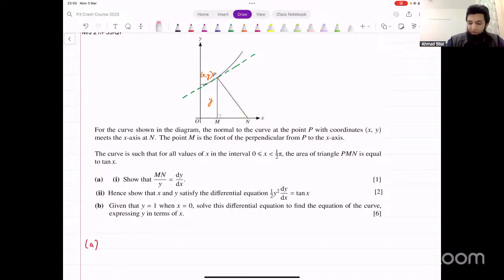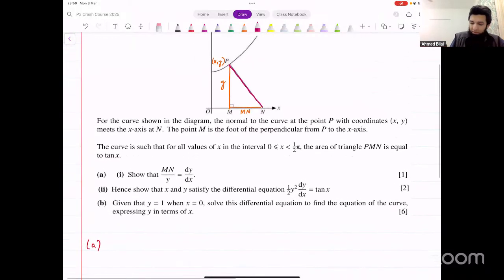Let me explain this to you. So you see the point P has coordinates x, y. That means that the vertical side here is supposed to be y. Right? This side is y. And this is MN. Can we find the gradient of PN? Gradient of the normal, what would that be?